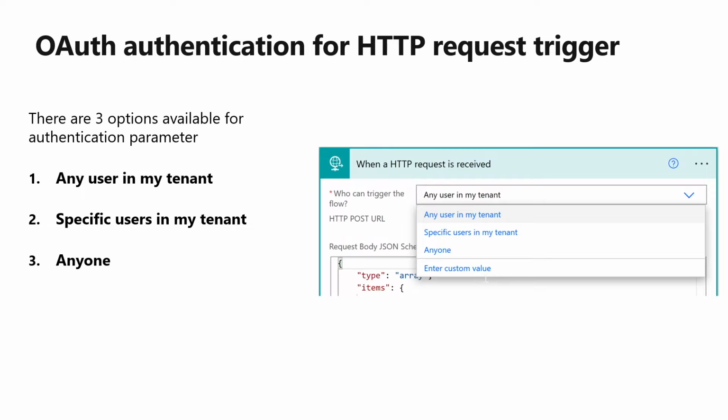There are three available options for the authentication parameter: any user in my tenant, specific users in my tenant, and anyone, which is a legacy option. Anyone with access to the URL can trigger this flow. If you decide to go with one of the first two options, which means only authenticated users can call this flow, then you have to pass the following claims with your HTTP request.